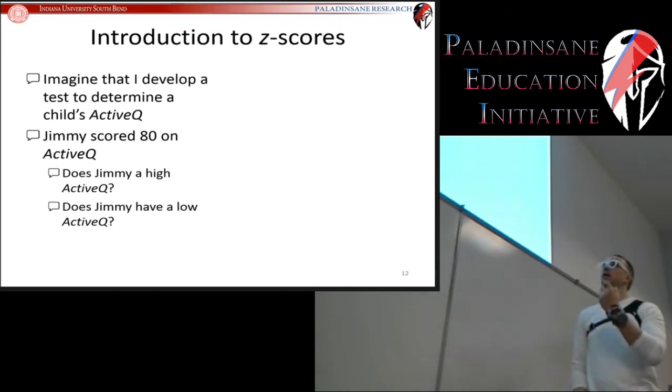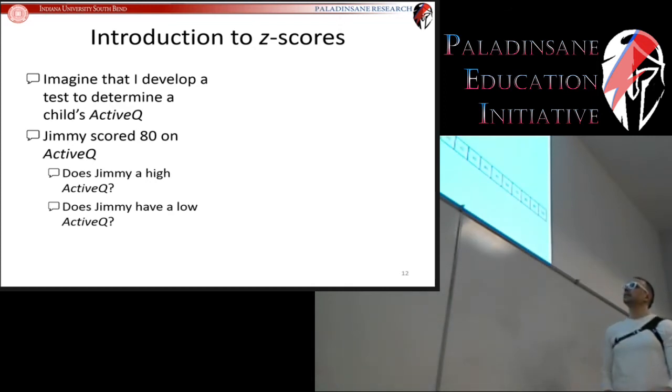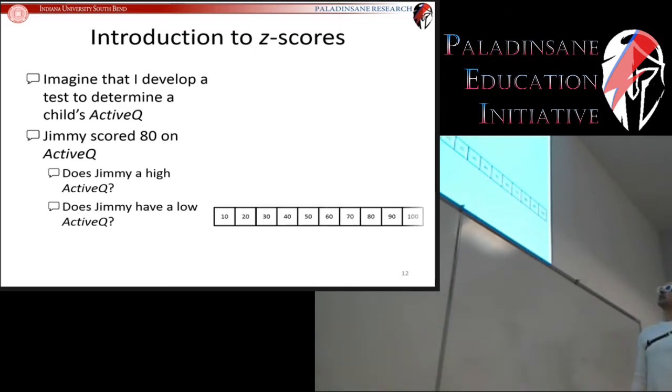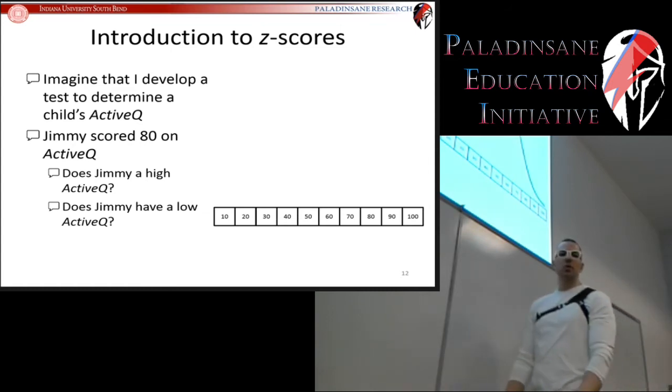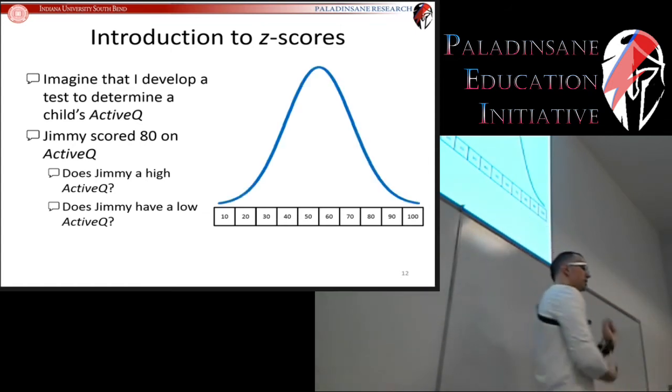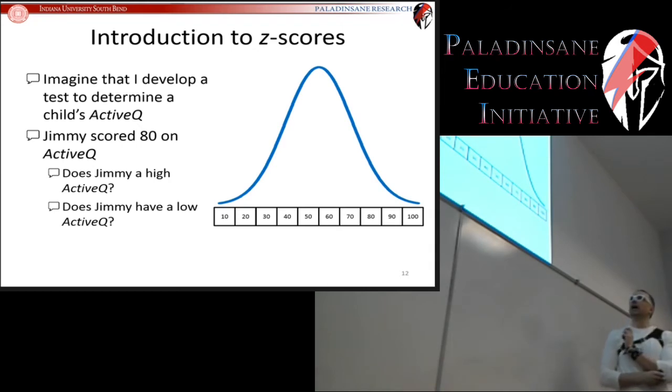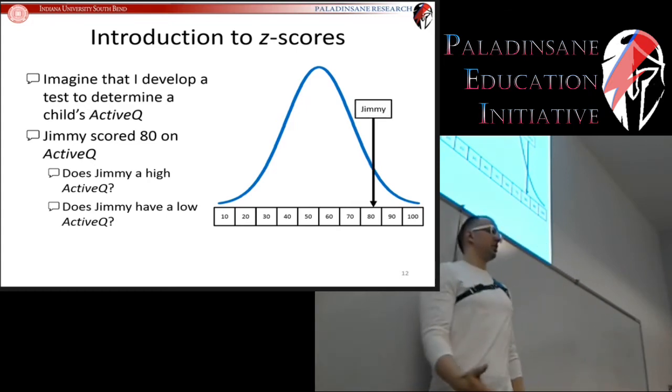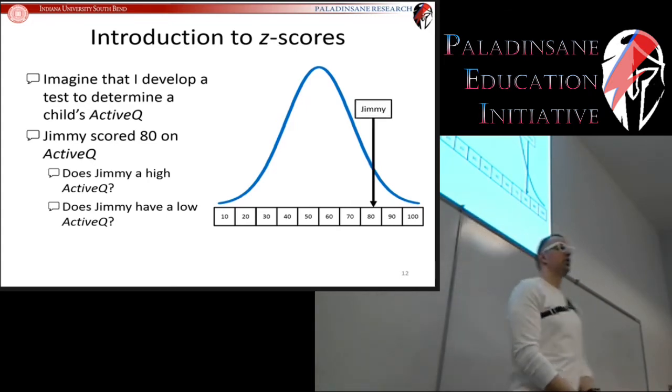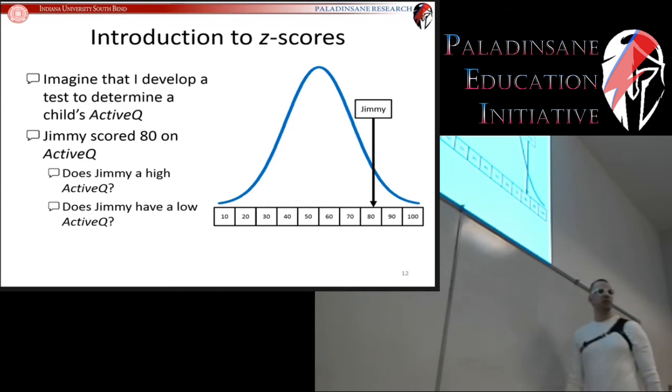other children his age. So if this is the frequency distribution for active Q scores in the population, and Jimmy scores an 80, well, then we can easily see that Jimmy has quite a high active Q score. 80 is high, right? Most people are in this area here. Most people score below what Jimmy scored. Jimmy has a high active Q.